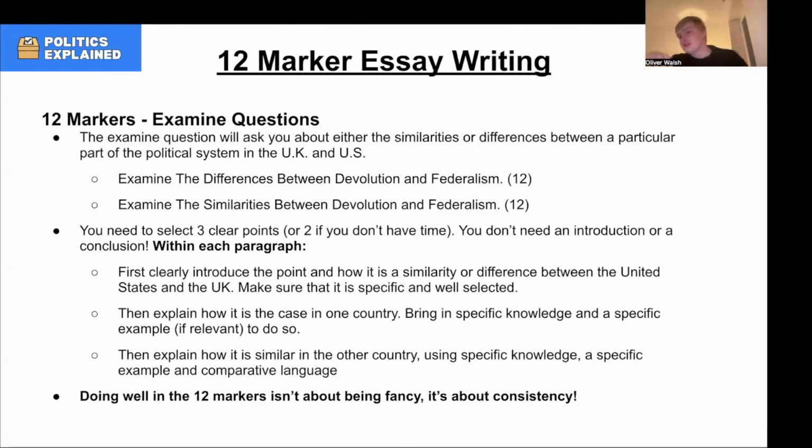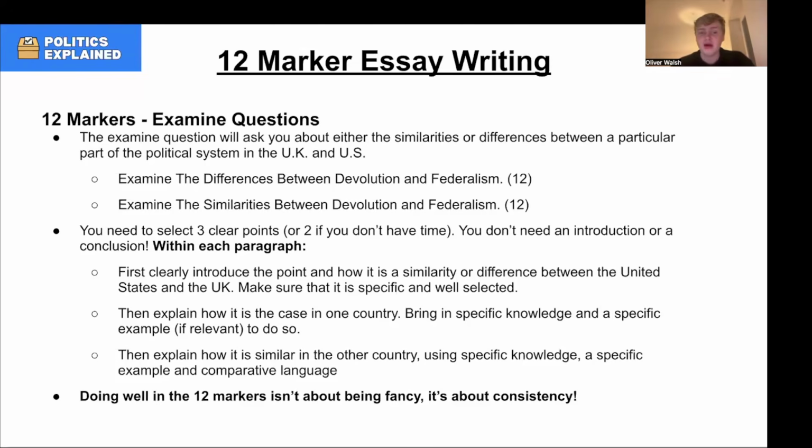It could be Prime Minister versus the President. It could be the constitutions as it is here. It could be aspects of the legislatures. Lots of different parts, but they're really focused on similarities or differences between a particular part of the political system in the UK and the US. And what you need to do is select 3 clear points. 2 if you don't have time, but you really should be trying to do 3. You don't need an introduction or conclusion at all.